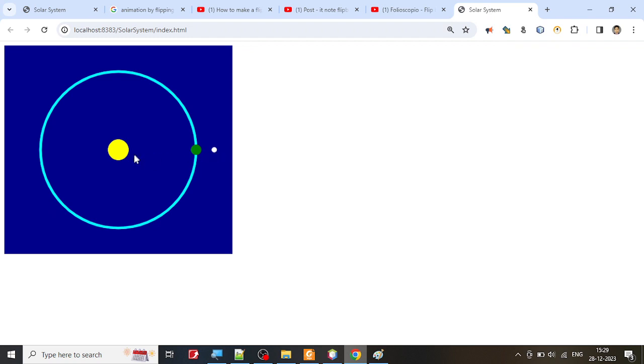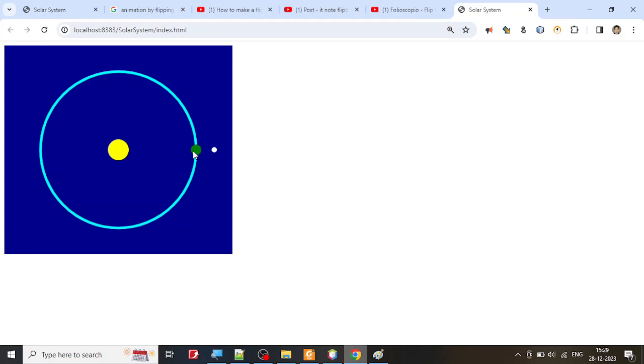Can you see there? So sun, earth, and you have moon. So everything is there, but they are not moving. So that story is there. Okay. How do we move it? So what is the thing that we are supposed to do?